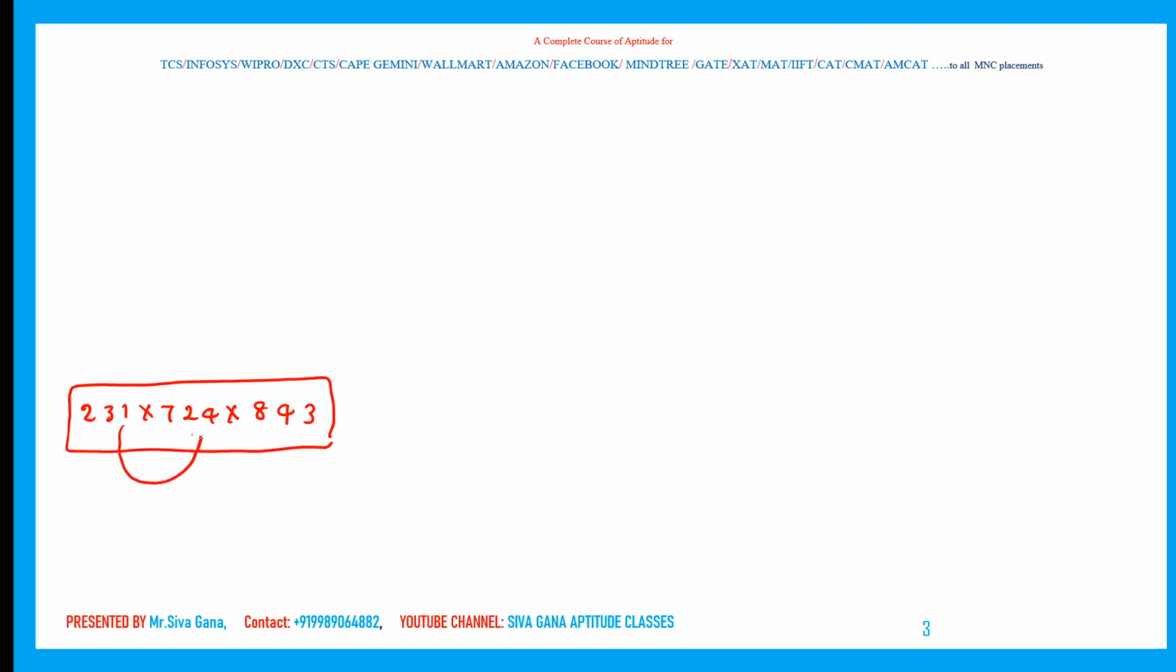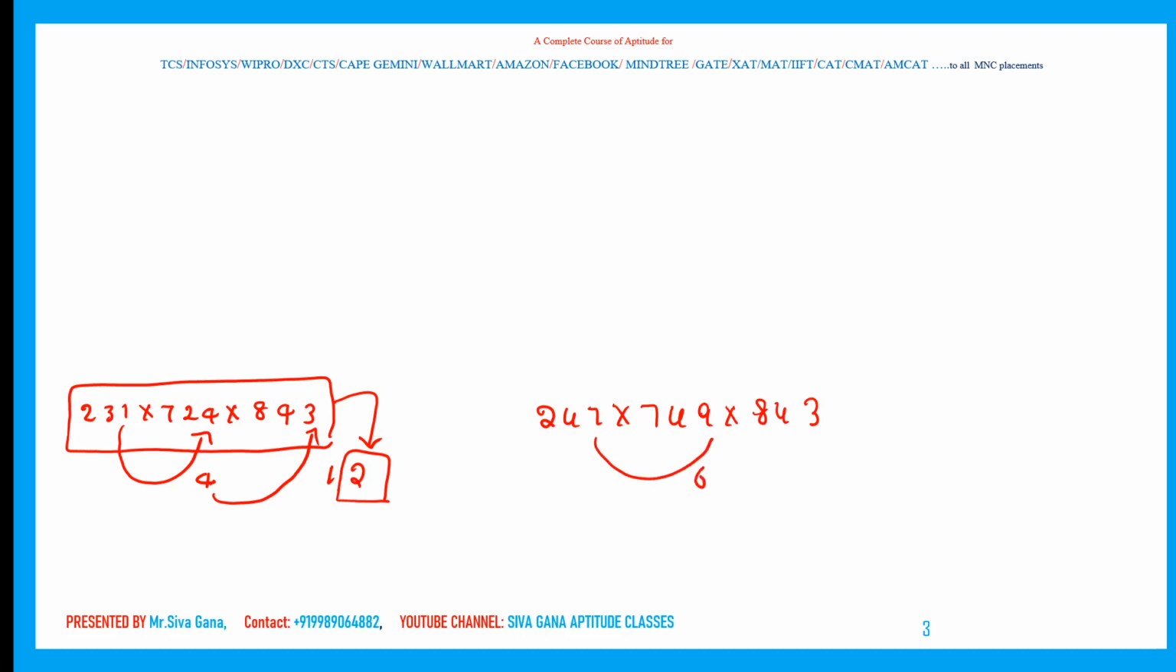Simply 1 into 4 is 4. 4 into 3 is 12. The unit digit is 2. This is the unit digit of this result. One more example, 247 into 749 into 843. What is the unit digit of this result? 7 nines are 63, 3 threes are 9. So in this result also the unit digit is 9.